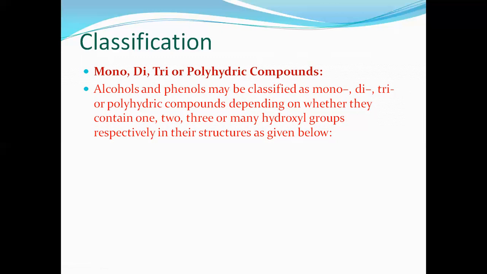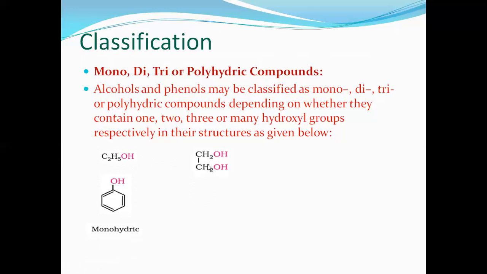Students, remember the classification here: mono, di, tri, etc., based on the number of OH groups present in the compound. If the compound contains only one OH group, then it is called monohydric. If they contain two, then it is dihydric, and three for tri, and so on. For example, ethyl alcohol contains only one OH group, therefore it is monohydric. This is also monohydric because it contains only one OH.